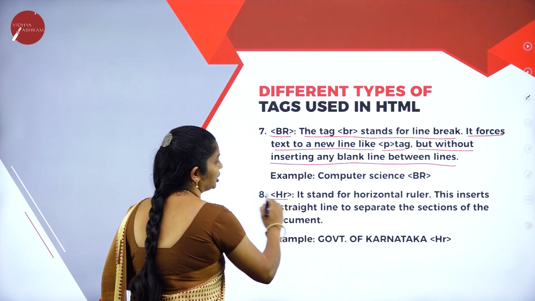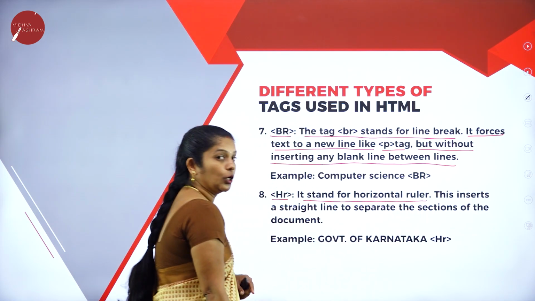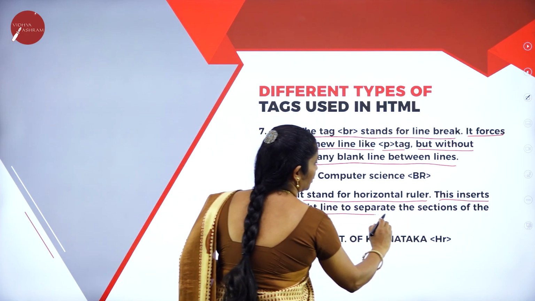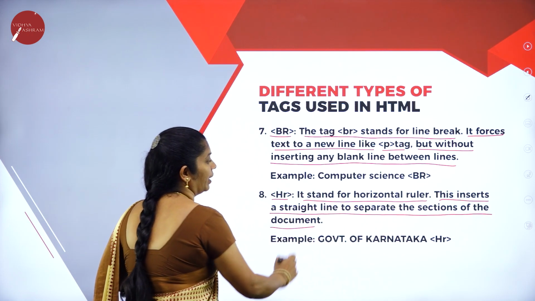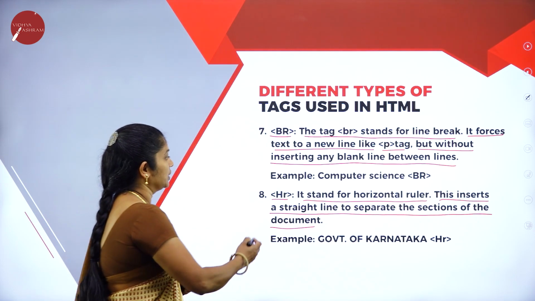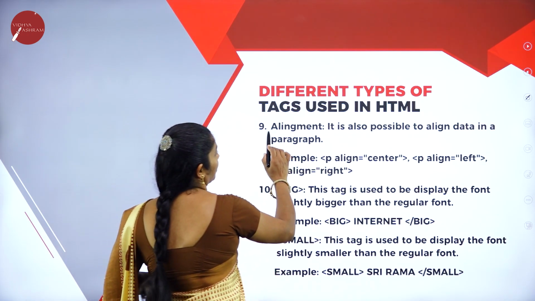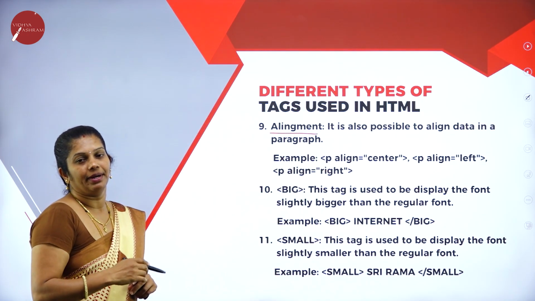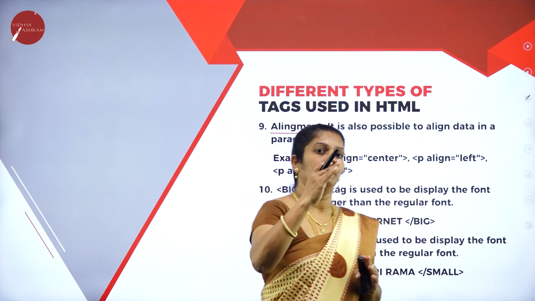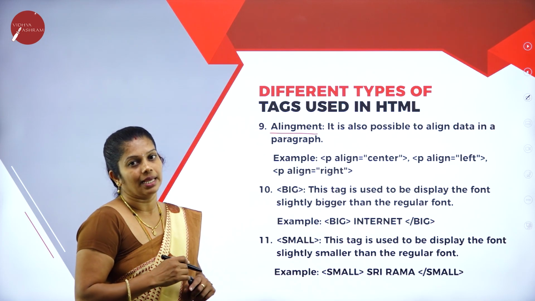Then the next one, the HR tag. The HR tag stands for horizontal ruler. This inserts a straight line to separate the sections of the document. For that horizontal ruler purpose, we use this HR tag. Now is it clear? Next we will move on to the alignment tag. What is the use of this alignment tag? When you want to display the text in a particular position, for example, only in the center or only on the right side or only on the left side, at that time we use this alignment tag.